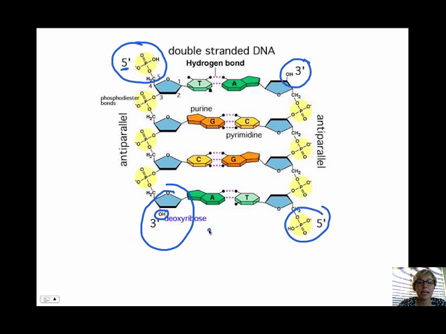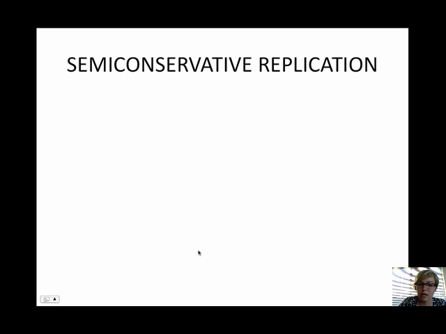So if we say that DNA has a direction, and that direction is always 5' to 3', well, the direction of this side of the DNA would be that way, and the direction of that side of the DNA would be that way. And this happens to be the direction of replication as well. So let's jump right into replication.